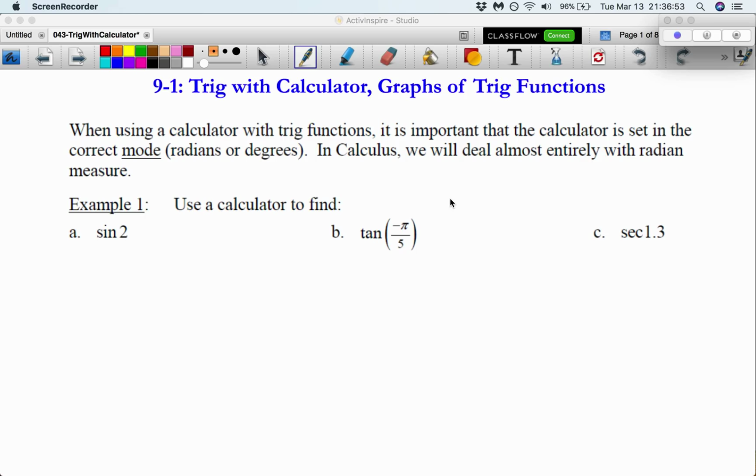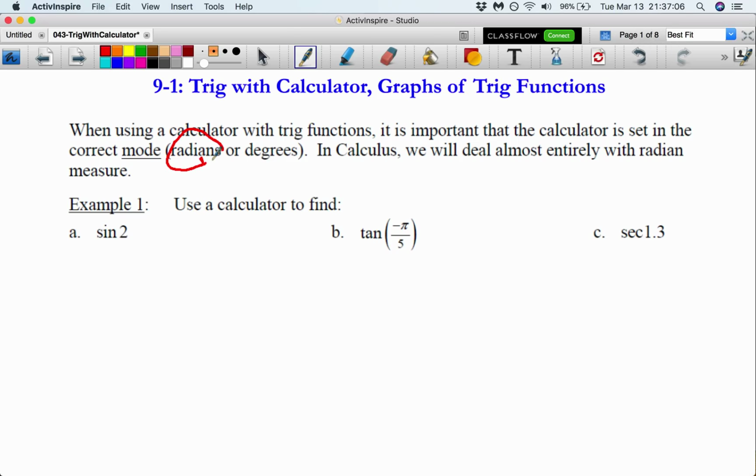Congratulations. So when you're using a calculator for the trig functions, it's important to set the calculator into the correct mode, radians or degrees. In calculus, we'll almost only use radian measurement. So when we're talking about correct mode, you want to be sure you're in radian mode.